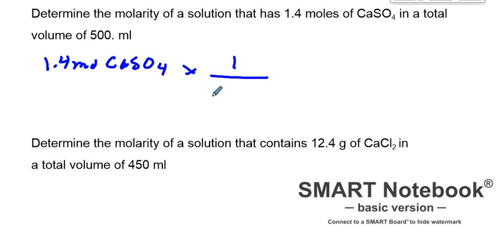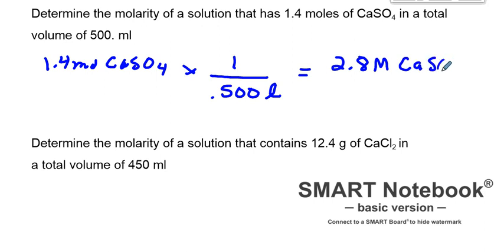So divide that by 0.500. Since I have a decimal point, those zeros are significant. And I have the liters to mark that. So then we'll have moles divided by liters, which then equals 2.8. And my capital M stands for molarity, moles per liter. So that's all I have to write. And then CaSO4. And that's its concentration. Moles divided by the total volume of liquid that everything's dissolved in.